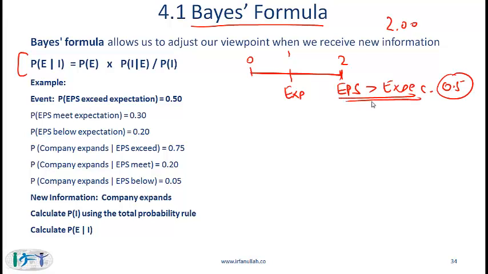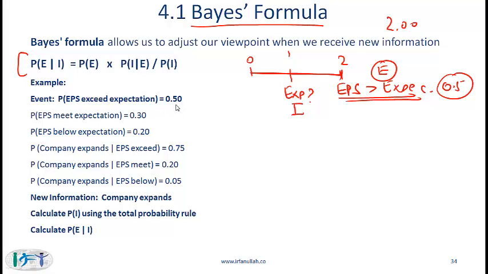This is our event. Earnings per share exceeding expectation is what we are calling our event, denoted by E in the formula. And the probability of this particular event, i.e. earnings per share exceeding expectation, let's say equals 0.5. At the end of the day, you will get new information about whether or not the company is expanding, and this information is denoted by the symbol I in this formula. As we have already said, the probability of the event being earnings per share exceeding expectation is equal to 0.5 in our example.